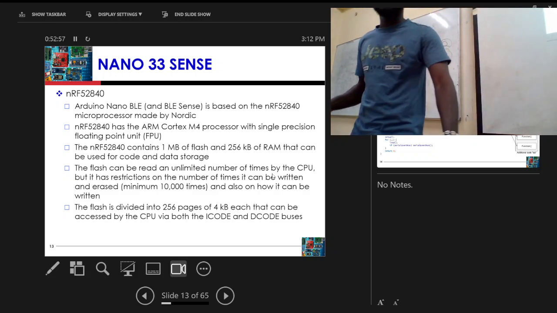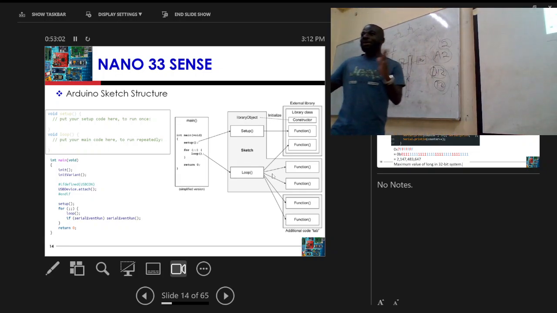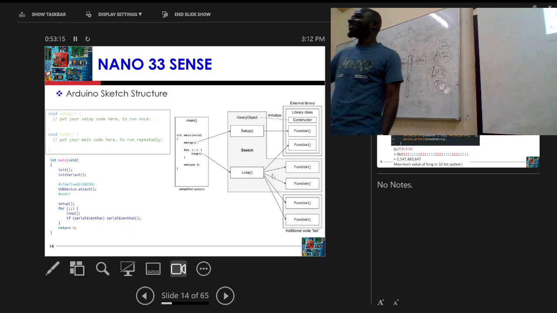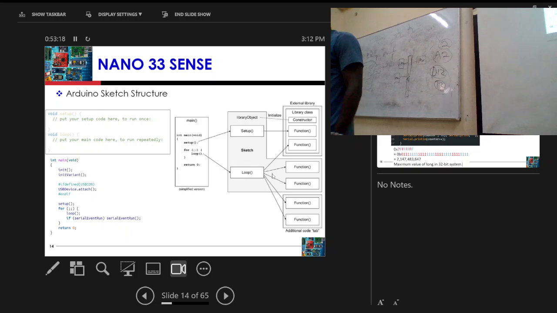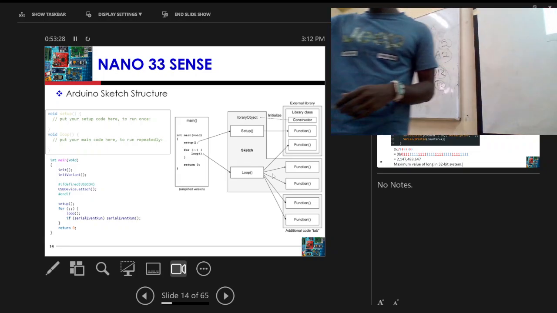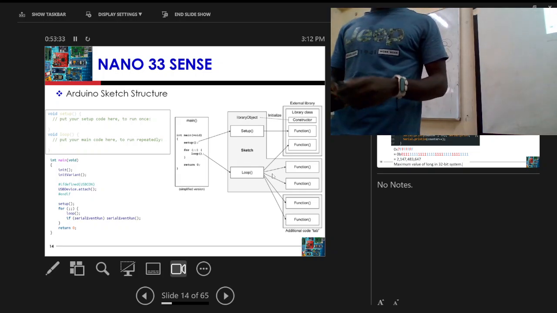Okay, so now we go to the next section, which is the programming itself. I believe you guys already know it. You have already learned how to program an Arduino board before. How many of you have ever programmed an Arduino board before? Oh, somebody has done it. Let me see your face, man. Master, you have done it before. Hey, Master, have you done it before?